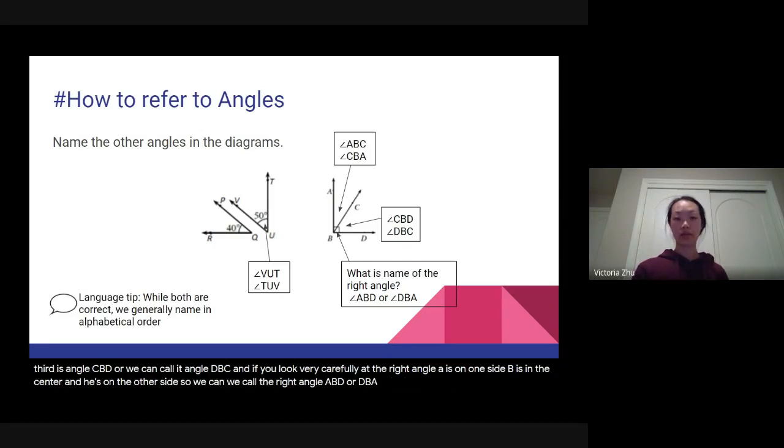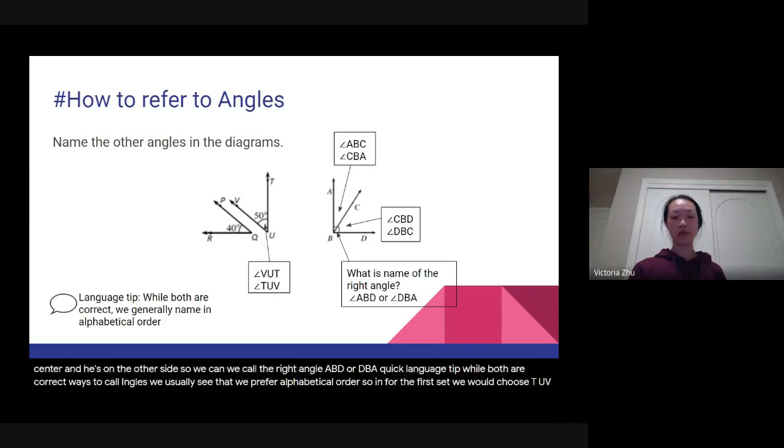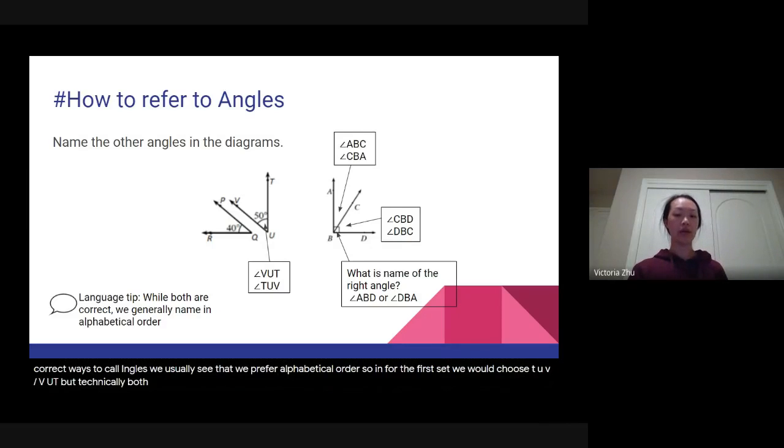So a quick language tip, while both are correct ways to call angles, we usually see that we prefer alphabetical order. So for the first set, we would choose TUV over VUT, but technically both are correct.